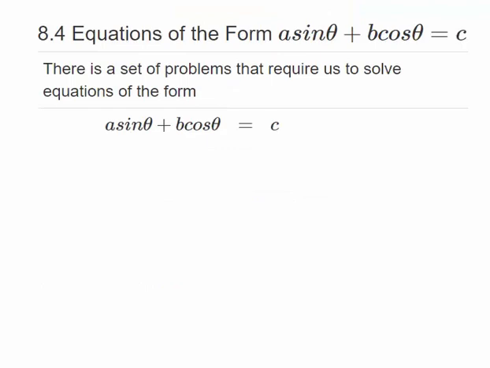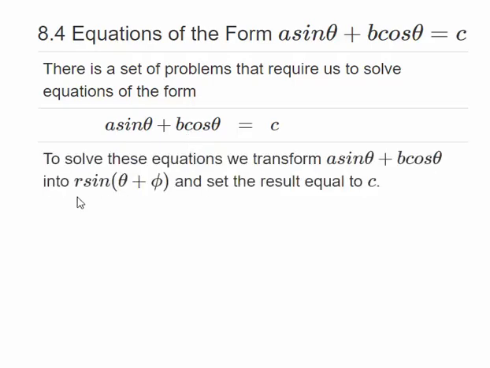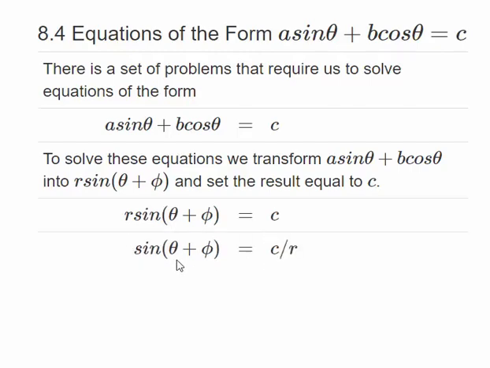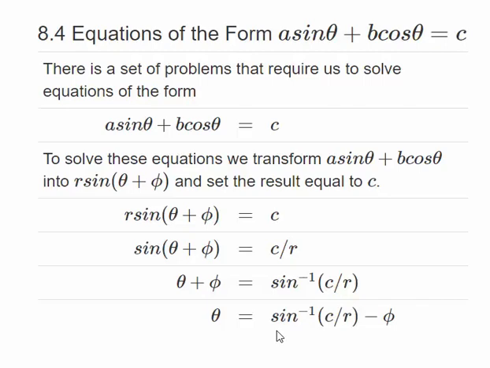A set of problems we often have to solve is a sine theta plus b cos theta equal to a constant. To solve these, we transform a sine theta plus b cos theta into r sine(theta plus phi), and we set that equal to c. So we have r sine(theta plus phi) is equal to c. Now if we divide both sides by r, we get sine(theta plus phi) is equal to c over r. Then we take arc sines of both sides, so we get theta plus phi is equal to arc sine c over r, which means that theta is now equal to arc sine c over r minus phi.